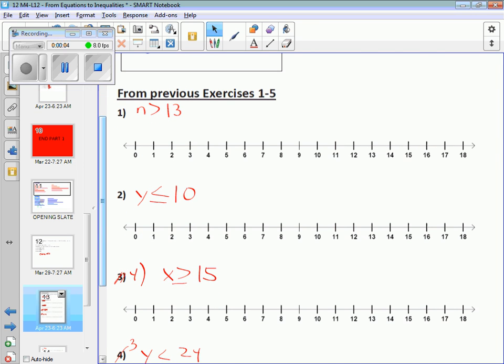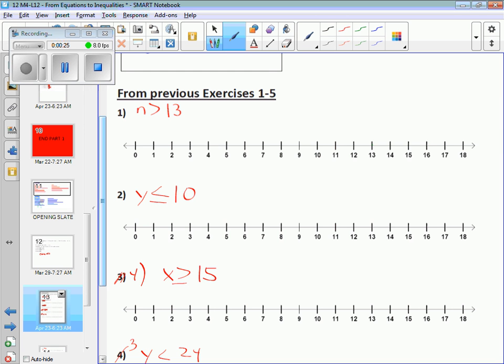All we're going to do is take what you did in examples 1 through 5, and I'm going to show you how to graph it. So if you recall, we got all values greater than 13. So what I'm going to do is start with number 13 on your number line. Just kind of put your pencil there, but don't just lightly touch it.